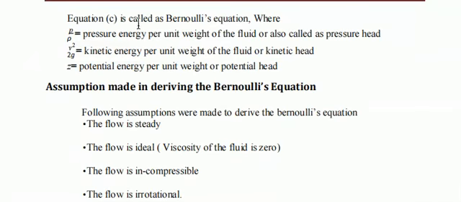Equation number C is called the Bernoulli's equation, where the term P by rho g is the pressure energy per unit weight of the fluid, also called the pressure head. V square by 2g is the kinetic energy per unit weight of the fluid, or the kinetic head, and z is the potential energy per unit weight of the fluid, or the potential head.